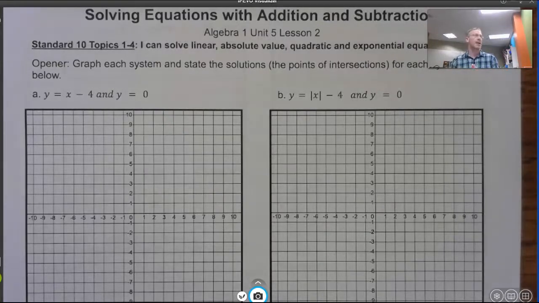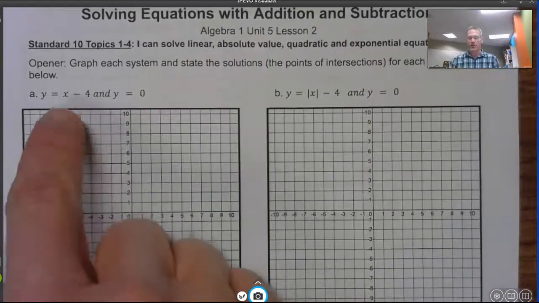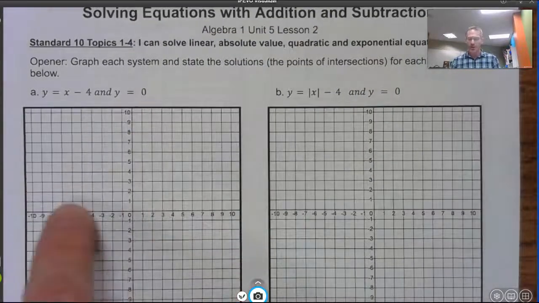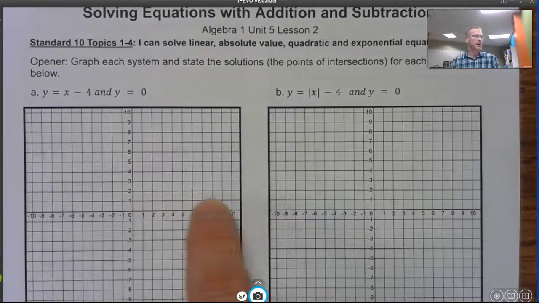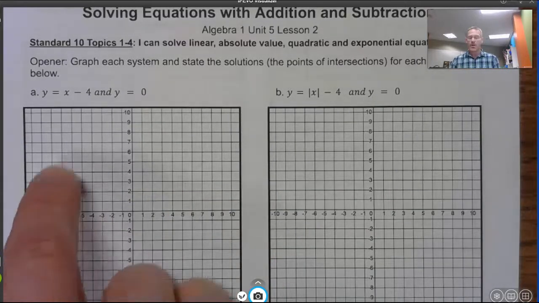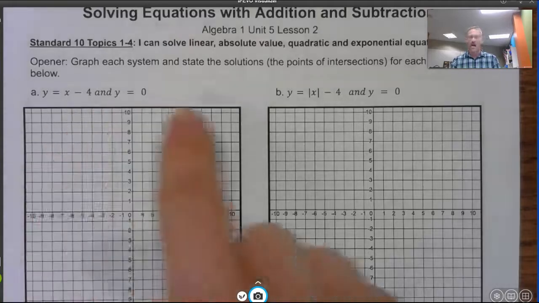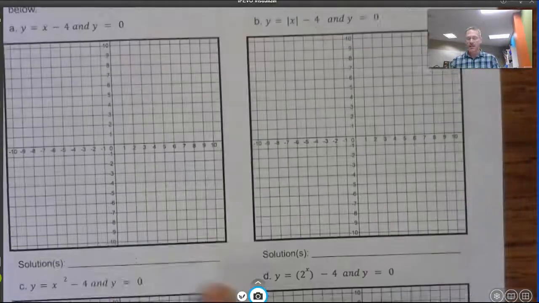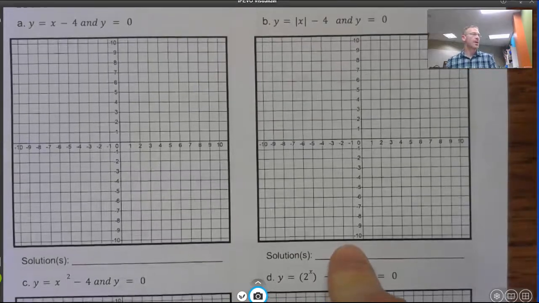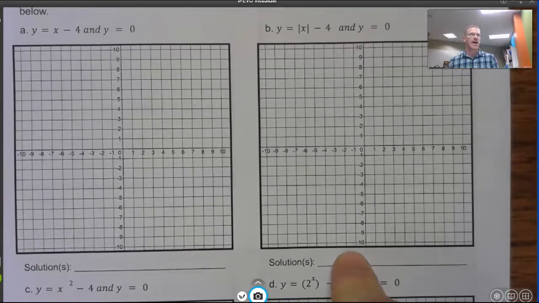So here's what I would like you to do. We have an opener here, parts A, B, C, and D. This is a review, so you have to graph a line. Where does it intersect y equals 0? A reminder, y equals 0 is the x-axis right here, the horizontal line. So just pause the video and graph A, B, C, and D here, and then tell me where they intersect. What points of intersection do you have? Pause the video, do that real quick. Flip it back on, and let's see how you did.